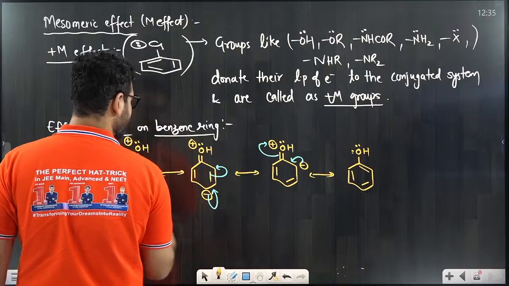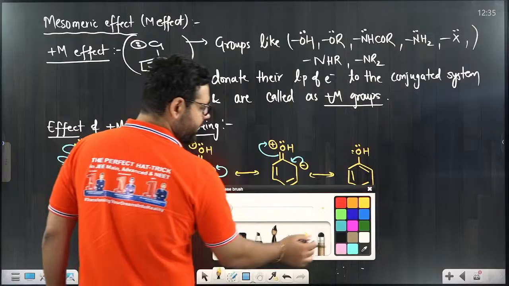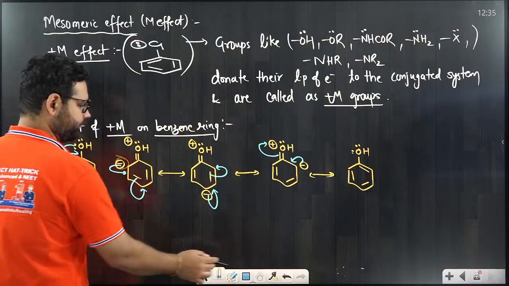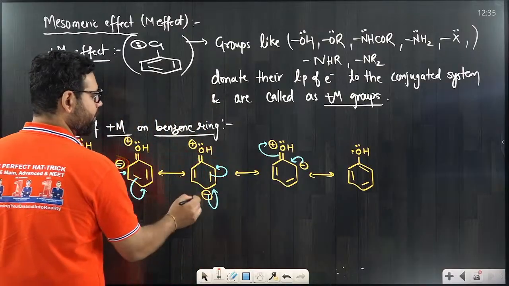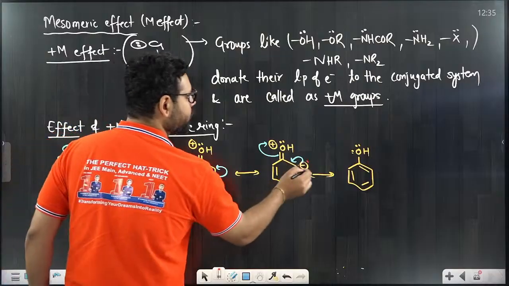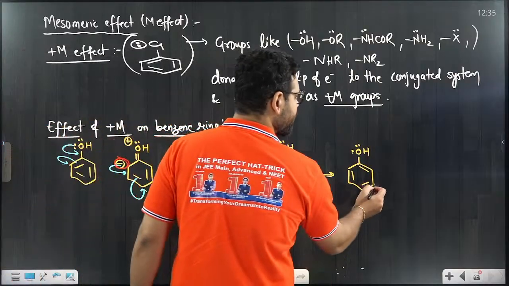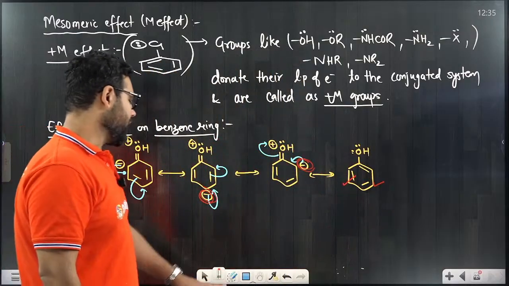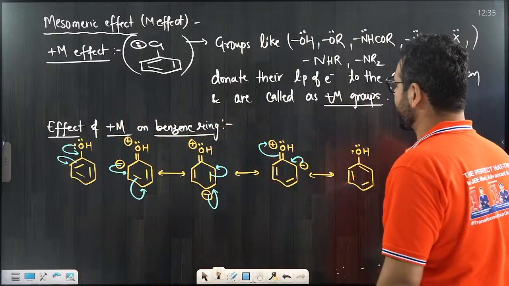Now what you can see here clearly is, where did the electrons go? You can see here, beta, electrons have gone to the ortho position, the para position, and back to the ortho position. Electron has never gone to the meta position. Here and here electron has never gone. That means our plus M groups are ortho para directing in nature.